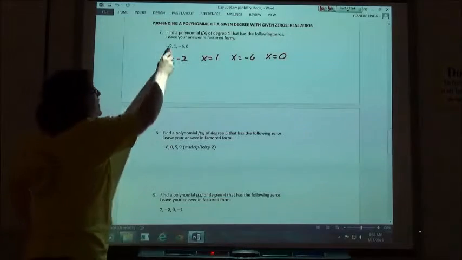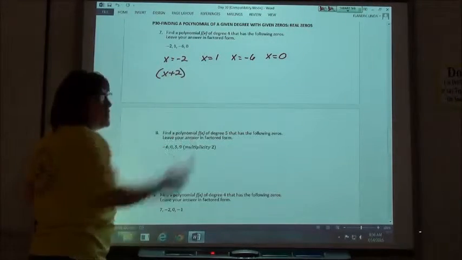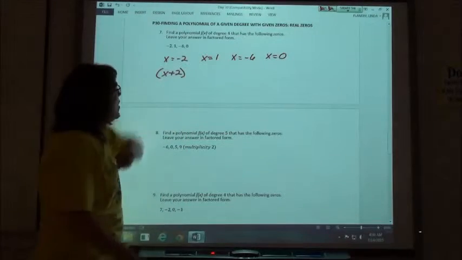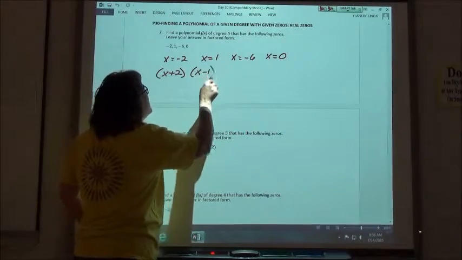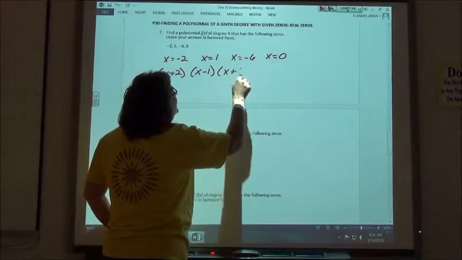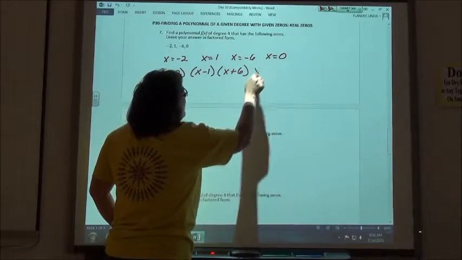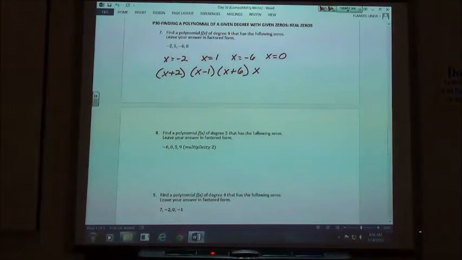And so if negative 2 is an answer, my factor would have been x plus 2, right? If 1 is an answer, then x minus 1 was my factor. If negative 6 is, then I would have x plus 6. And here, I could just have a plain x, I could have 2x, I could have negative 5x, just like those ones where we had the number right in front of our x. I just used the plain x.